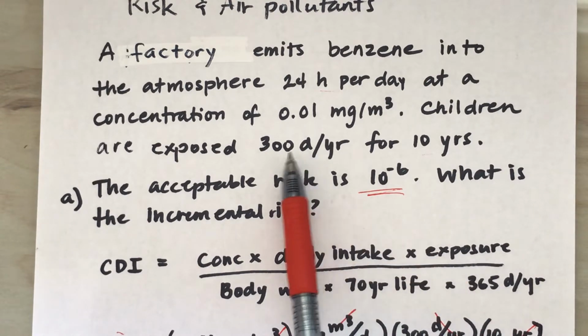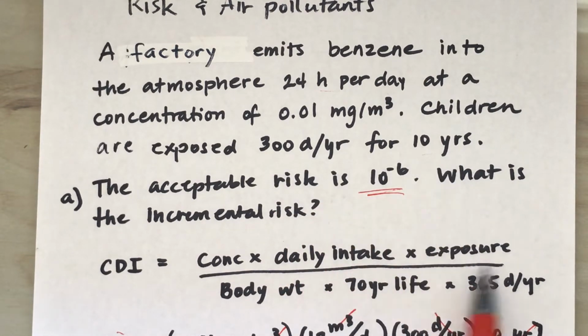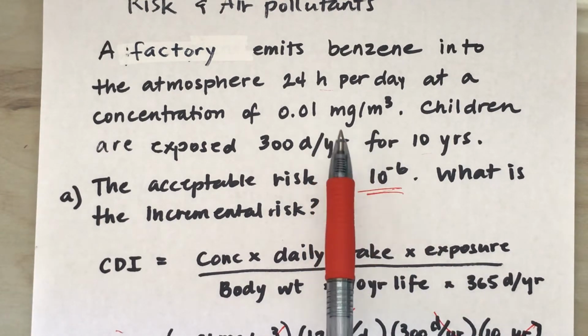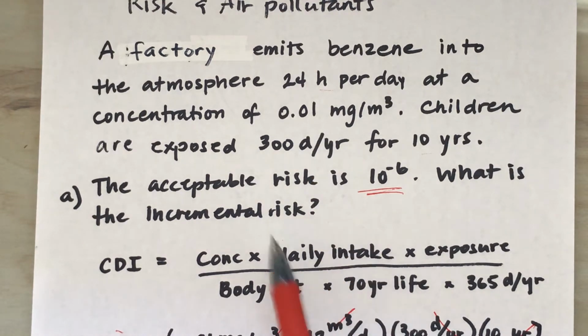Exposure, we know the exposure, they're exposed 300 days a year for 10 years, so that's given. So that's going to supersede anything that might be in table 410. So we already know it from the problem. Okay, so we've got to use the data we know, and what we don't know, we'll go to table 410 to get. Body weight, that's something we're going to get from table 410 to see what they say for children. If they give a body weight for children, sometimes they use body weight for adults in some of these inhalation calculations. Okay, it's always going to be 70 years of life.